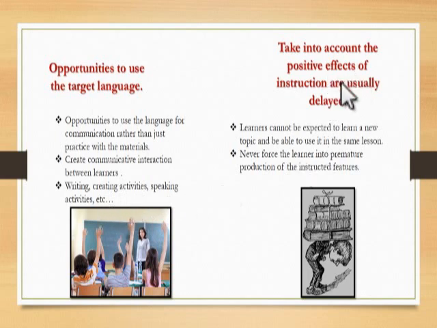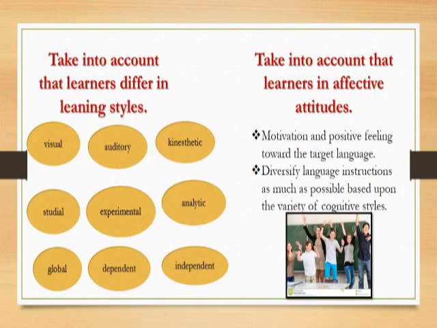Take into account that the positive effects of instruction are usually delayed. Not all the students learn at the same speed. Learners cannot be expected to learn a new topic and be able to use it in the same lesson. So that's going to take a process, and each student is different. Never force the learners into premature production of the instructed features, because all the learners, as I told you before, are different.